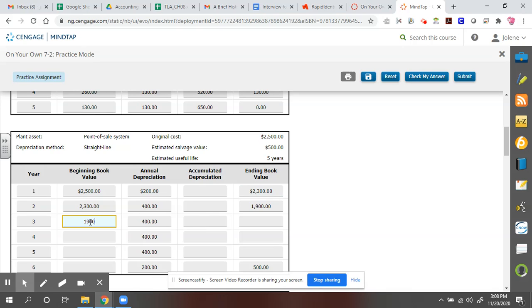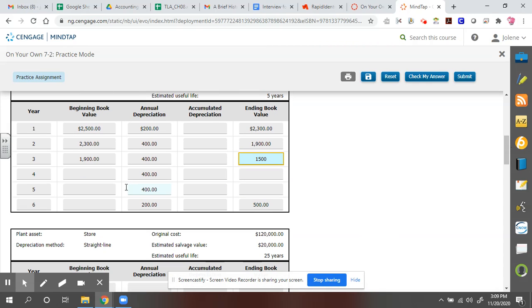Ending value is next year's beginning value. 1,900 minus 400 is 1,500. 15 minus 4 is 11. 11 minus 4 is 7. 7 minus 2 is 5, or 500.